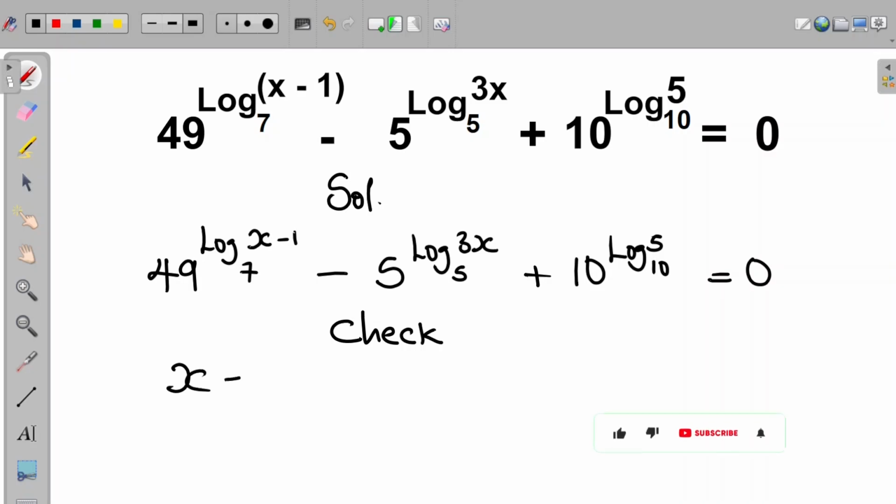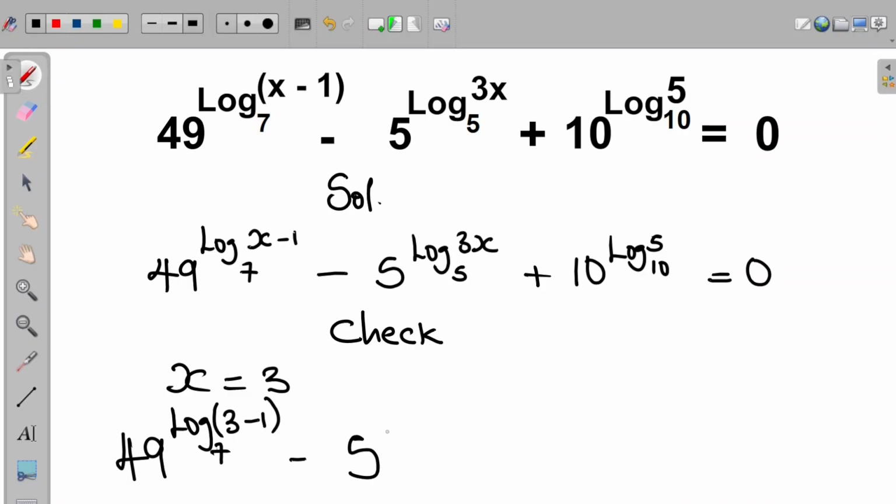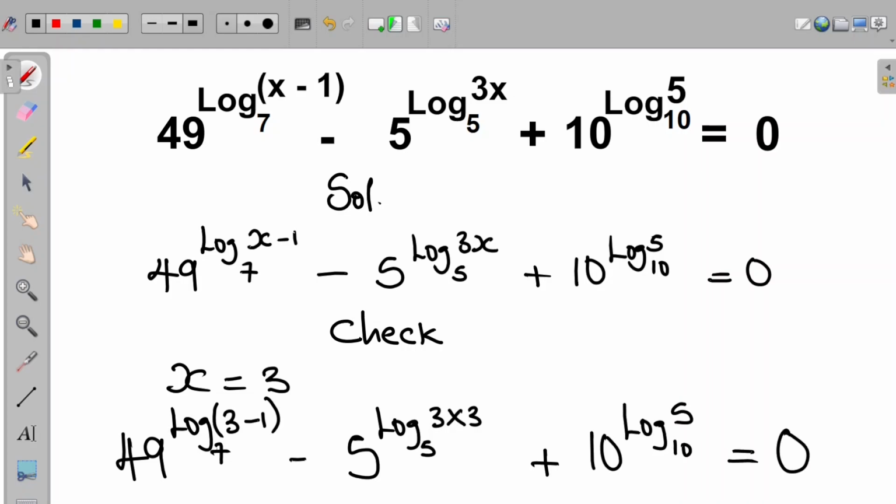So for x equal to 3, we have 49 raised to the power of log of 3 minus 1 enclosed in a bracket in base 7, minus 5 raised to the power of log of 3 times 3 in base 5, plus 10 raised to the power of log of 5 in base 10 equal to 0.